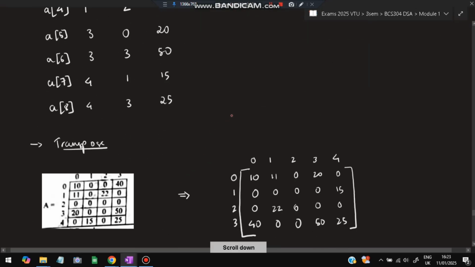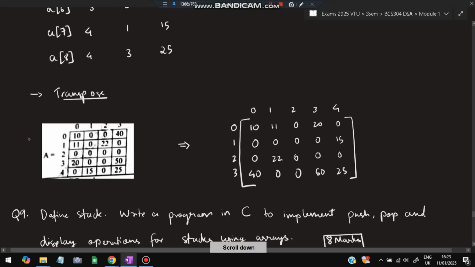Next is transpose of a matrix. This is very simple. All you have to do is the first row, you will be writing it as the first column. The second row you will be writing as the second column, and the third, fourth, and fifth rows you'll be writing as the third, fourth, and fifth columns. That's all you have to do. This is called the transpose of a matrix. Very simple question. Don't miss this at any cost.